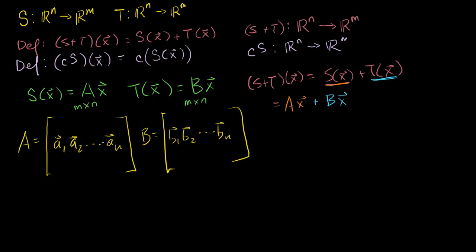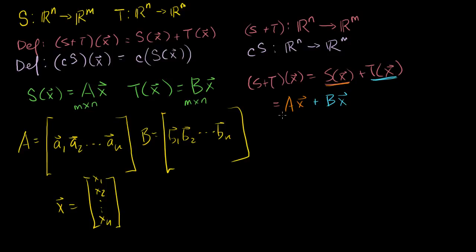So when you multiply this, let me make it very clear, if I multiply an x, the vector x is going to look like this: x1, x2, all the way down to xn. And we've shown this multiple times. It's a very handy way of thinking about matrix vector products.